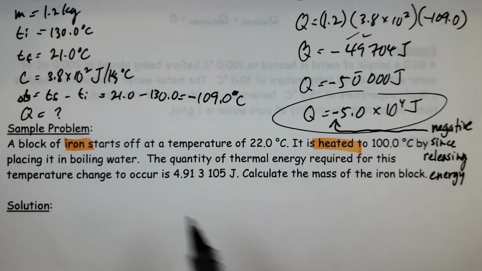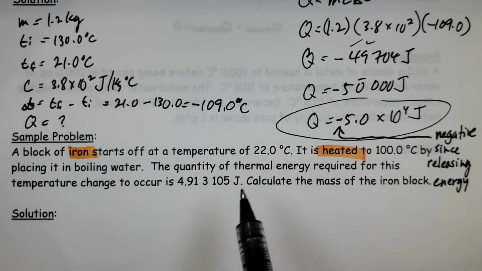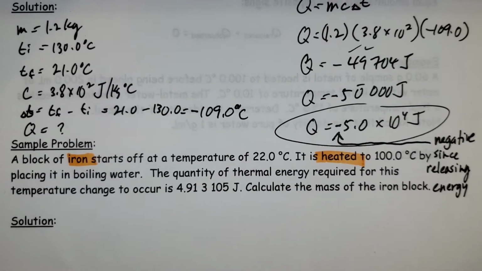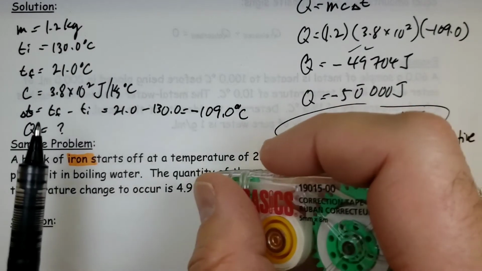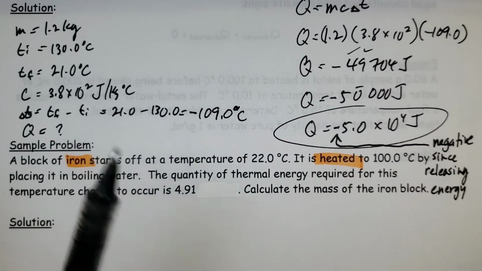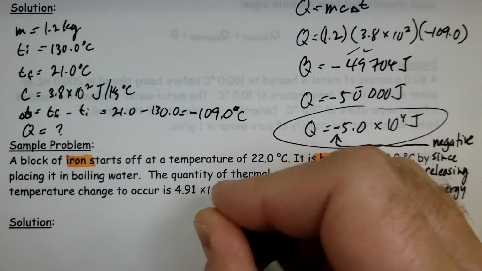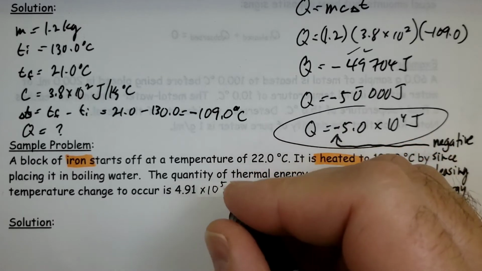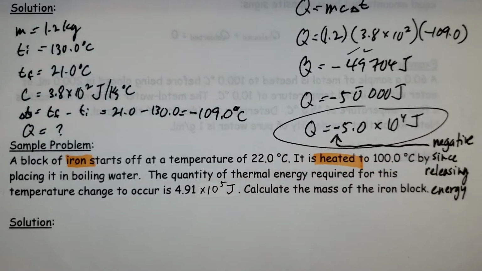Negative. This one though, we have iron, heating it up because it's placed in boiling water. The quantity of thermal energy for this temperature change is, again, for some reason I'm not sure why this turned out like this, a formatting issue, 4.9 times 10 to the 5 joules. There we go. Calculate the mass.